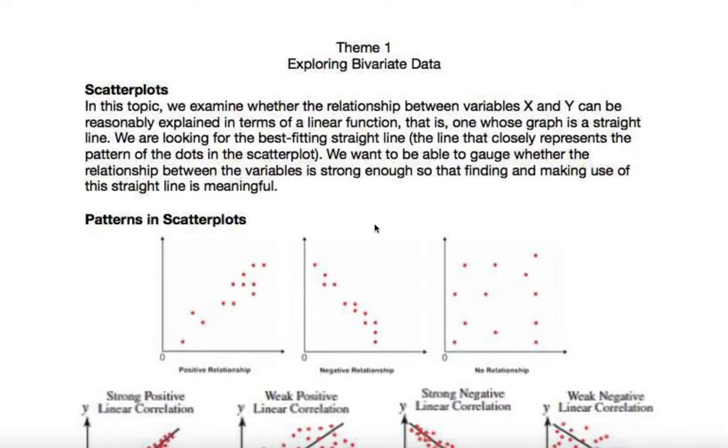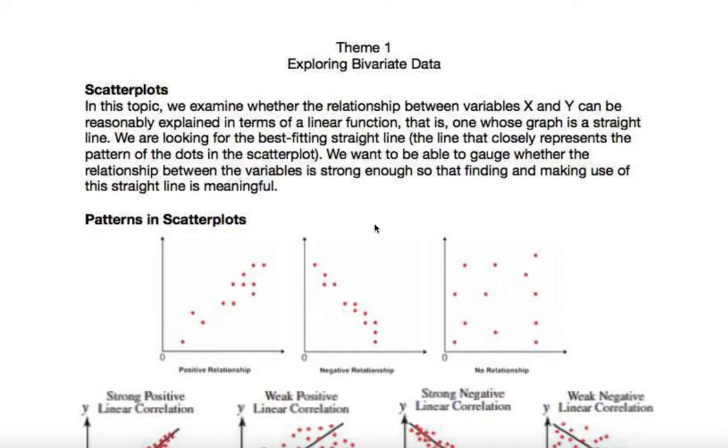This is your AP exam review number 4. So this one is about exploring bivariate data. So bivariate just means two variables. And so we're going to look primarily at scatter plots, and then we'll move into residual plots.